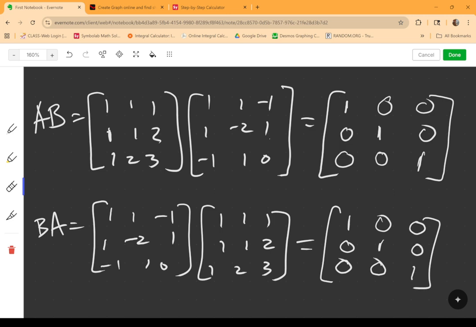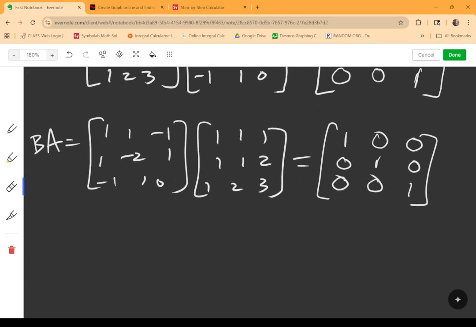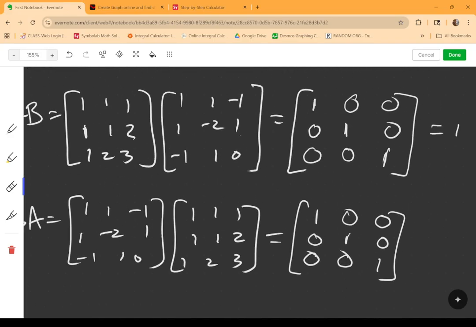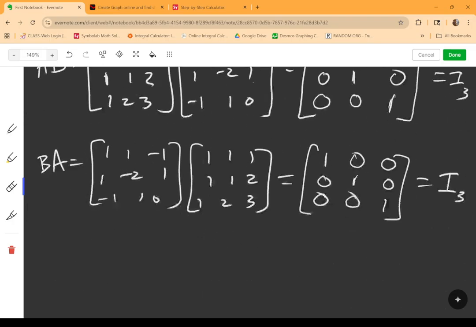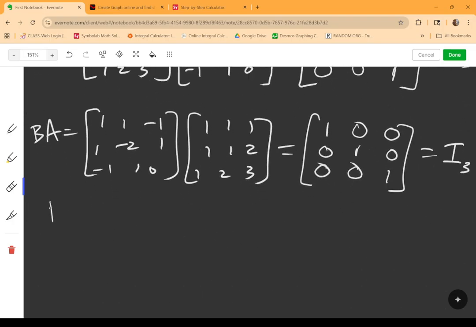Okay, just doing a quick check here. 0. Okay, all right, so that looks all good here. So now we could say that since both of these products are I3, right, we could say that B is indeed the inverse of A. Right, or in other words, B is equal to A inverse.